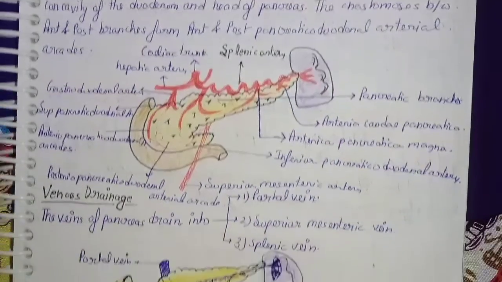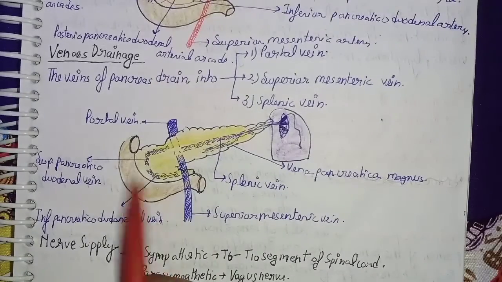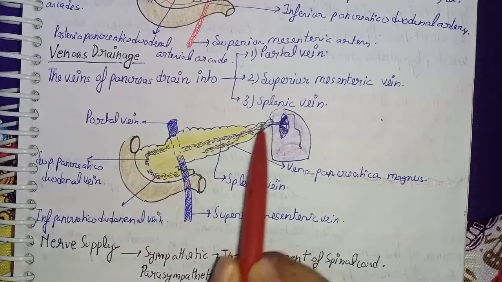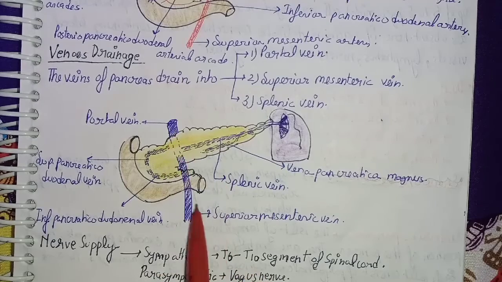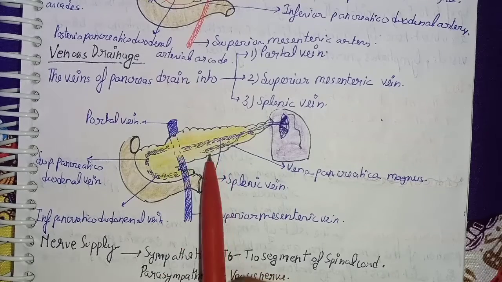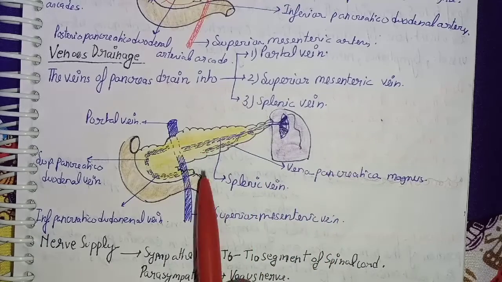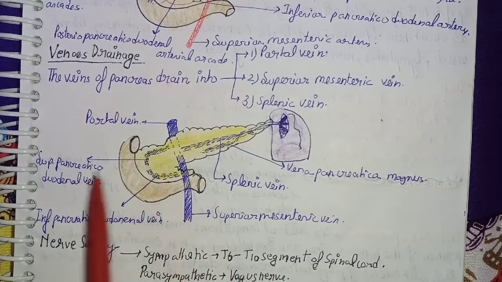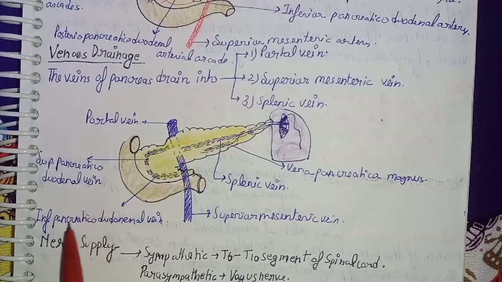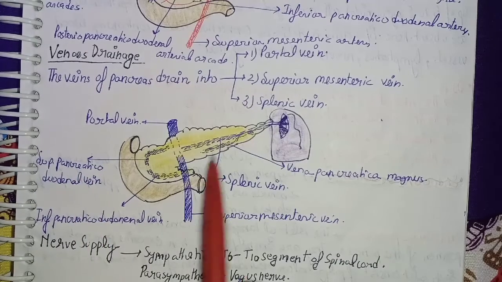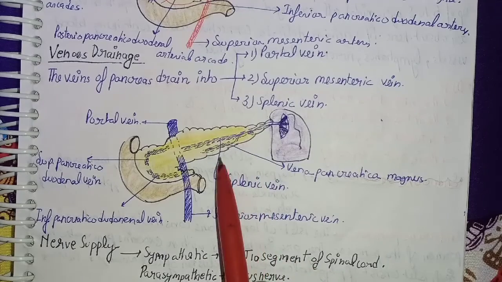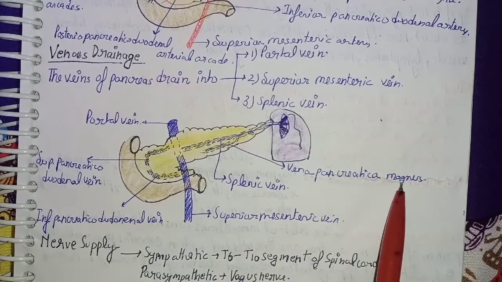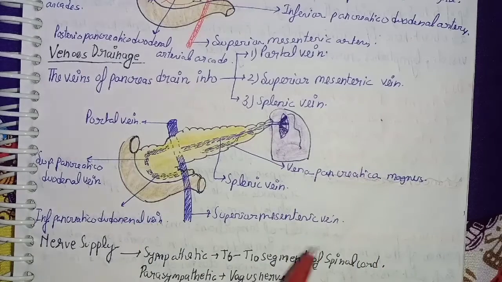Now coming to the venous drainage of the pancreas. As you can see in the diagram, this is the duodenum, this is the pancreas. The portal vein is there, and the superior mesenteric vein is there, and the splenic vein is there. This is basically the venous supply, and the anastomosis also formed here is the superior pancreatoduodenal vein and inferior pancreatoduodenal vein, and the branch of the splenic vein is the vena pancreatica magna. So this is the venous drainage of the pancreas.